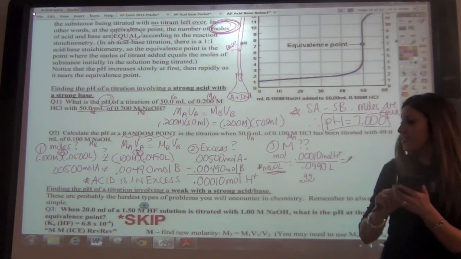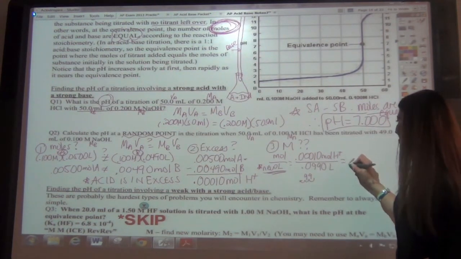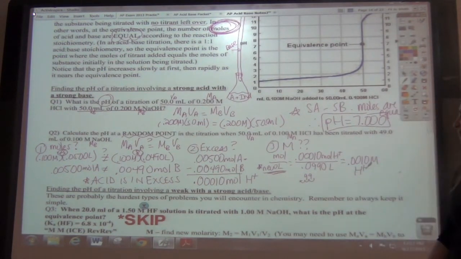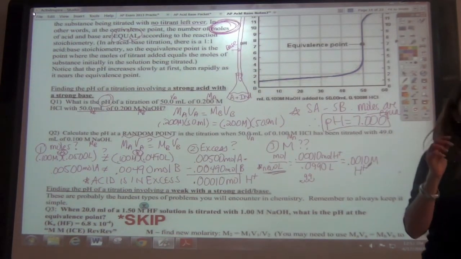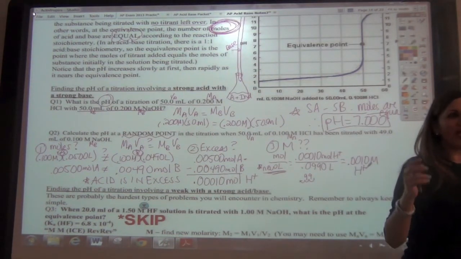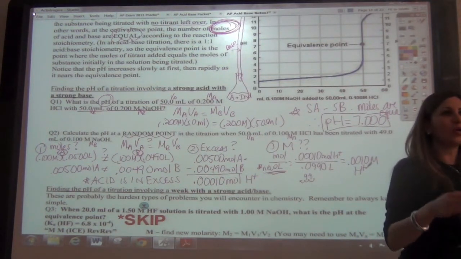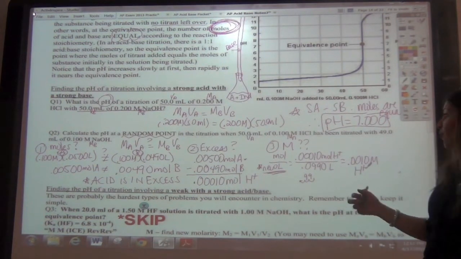Okay, so now let's calculate this. And what we get is 0.0010 molar H plus. Okay, so now we've got our molarity of our H plus. Keep in mind that when you calculate your H plus, when you do negative log, it cannot be moles. It must be molarity. Okay, it has to be concentration. It can't just be moles. It has to be moles over liters.